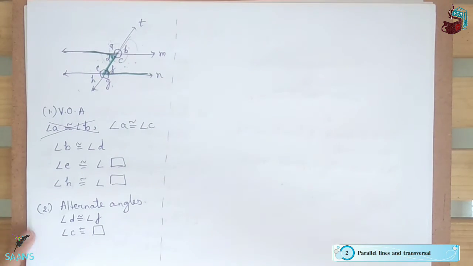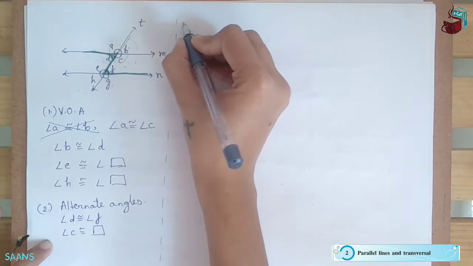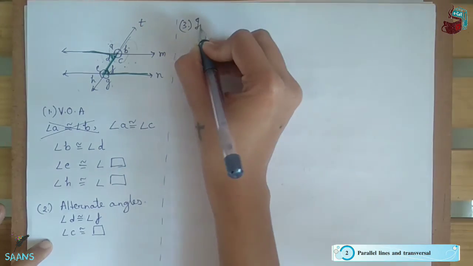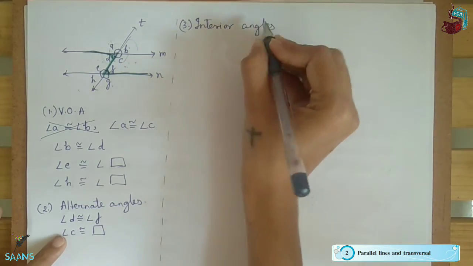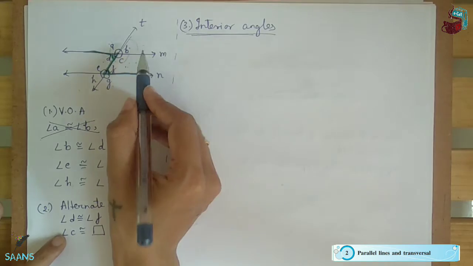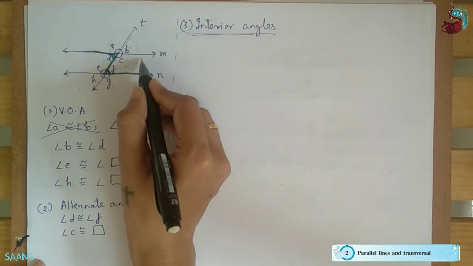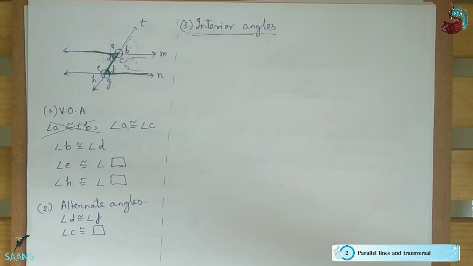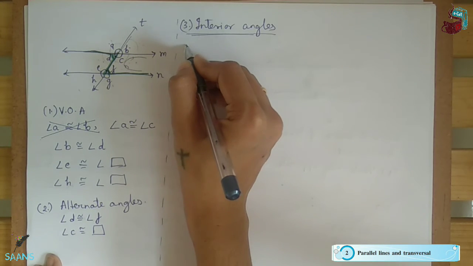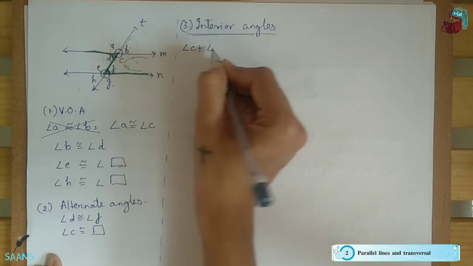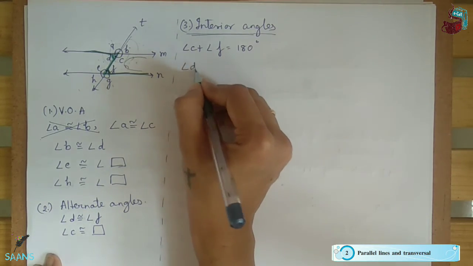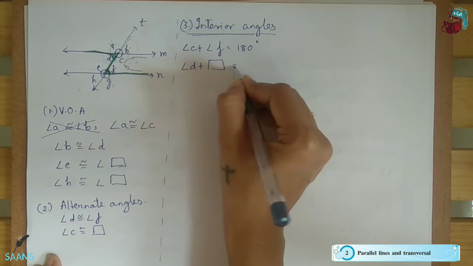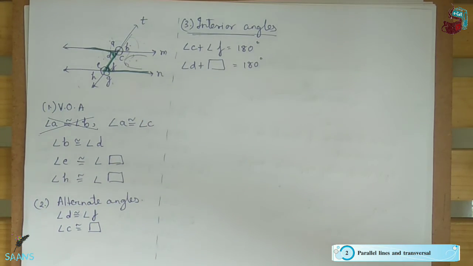Next, we finished vertically opposite angles. We finished alternate angles. Let's do interior angles. Interior angle is nothing but C. So we will make a C like this, a C on this side. The property is angle C plus angle F is equal to 180 degrees. This is my pair. I'll give you all one more. Angle D plus dash is equal to 180 degrees. So you are going to write for me interior angles.